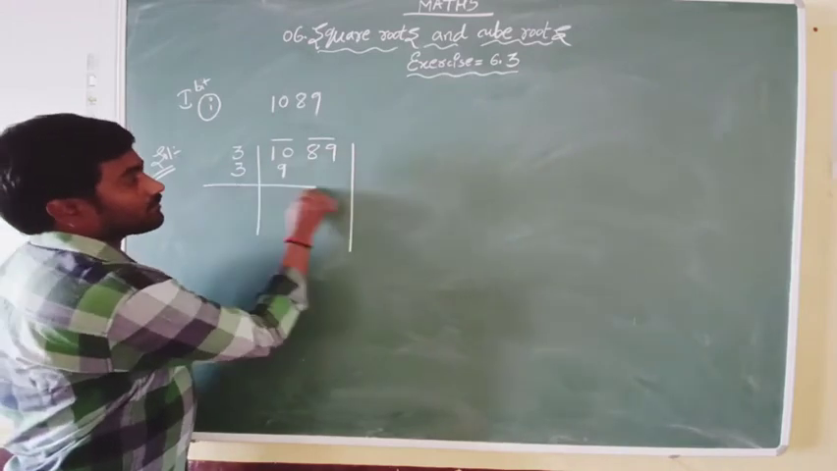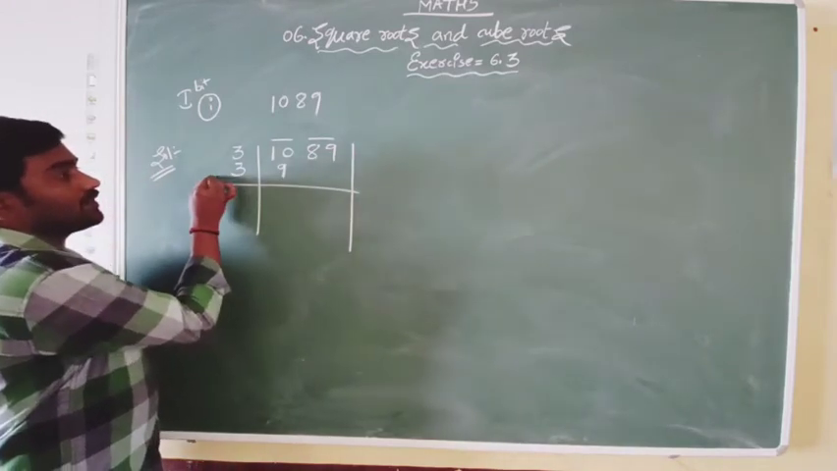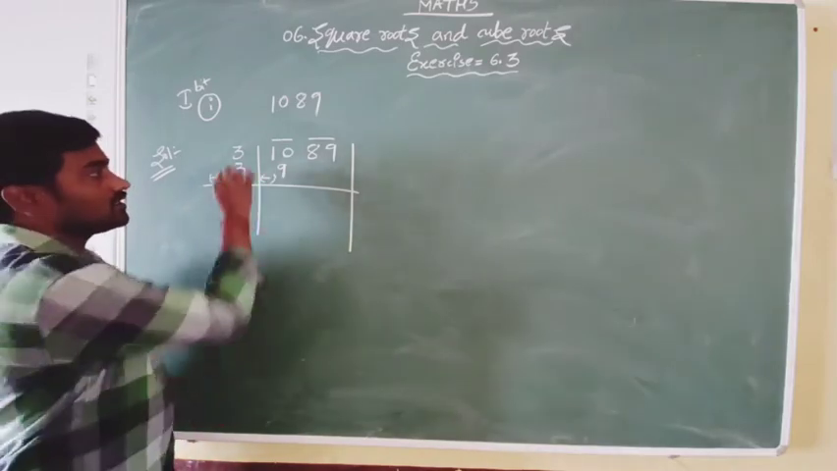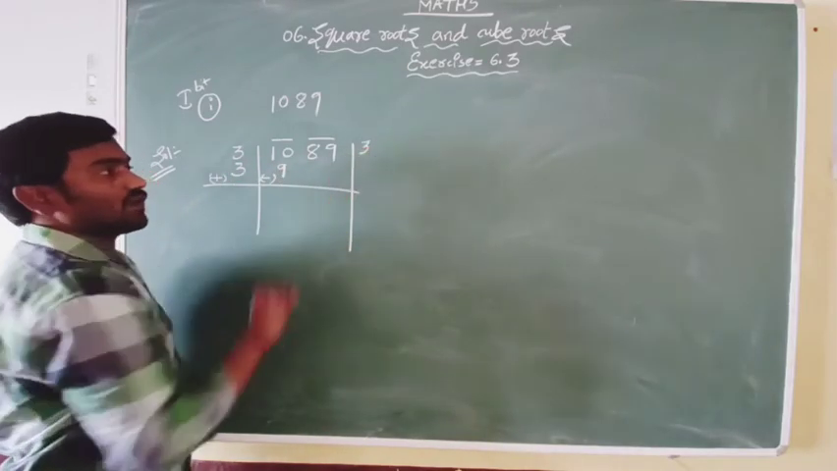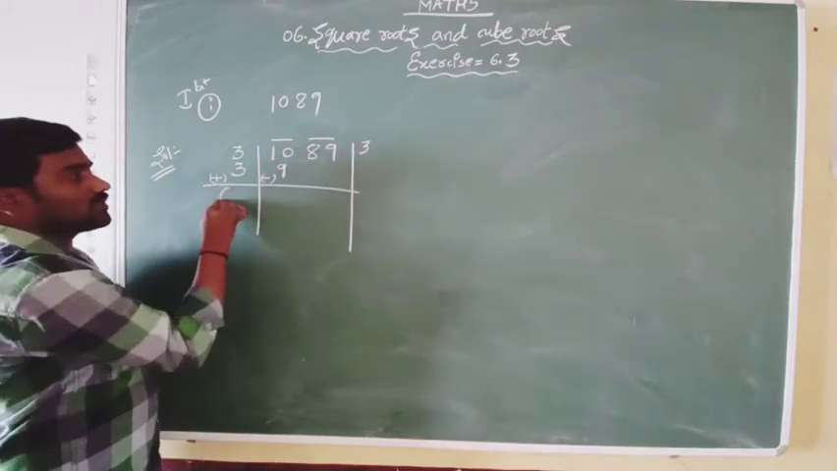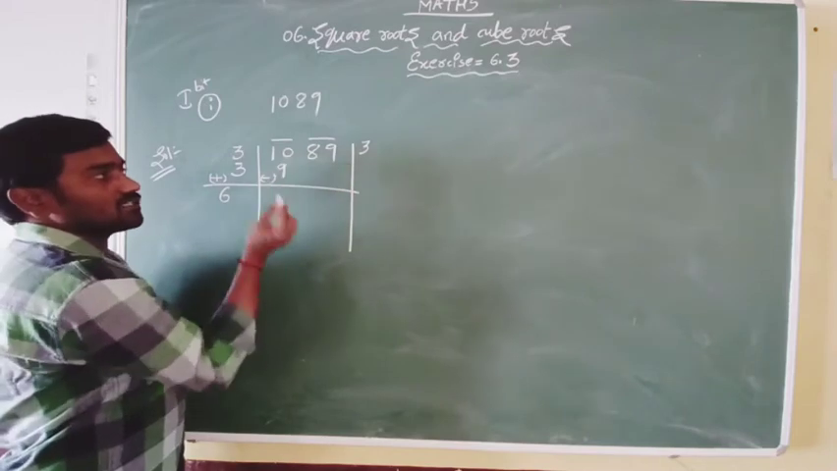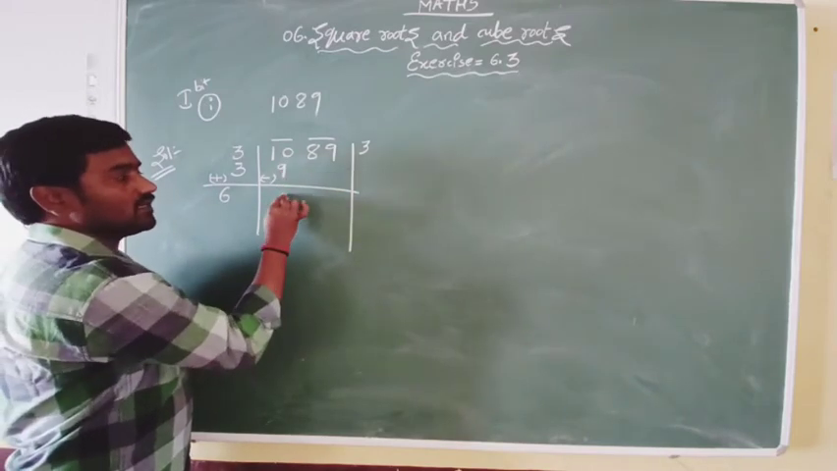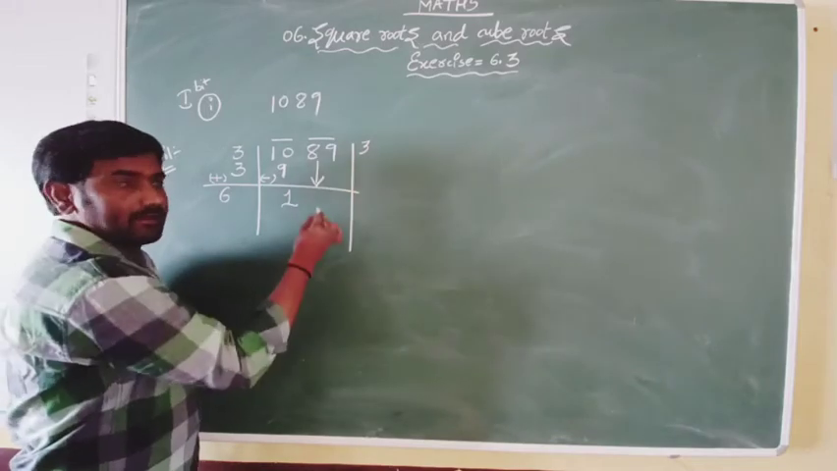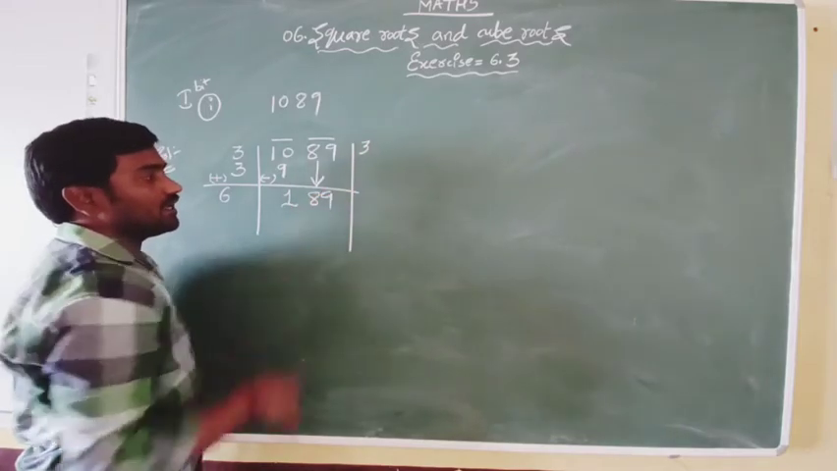Okay, then here we have to add, and here we have to subtract. See, 3 threes are 9. That same 3 you have to write here. This is our answer actually. Add this: 3 plus 3 is 6. Subtract this: what will you get? 10 minus 9 is 1. Now let us bring down this complete pair, that is 89.